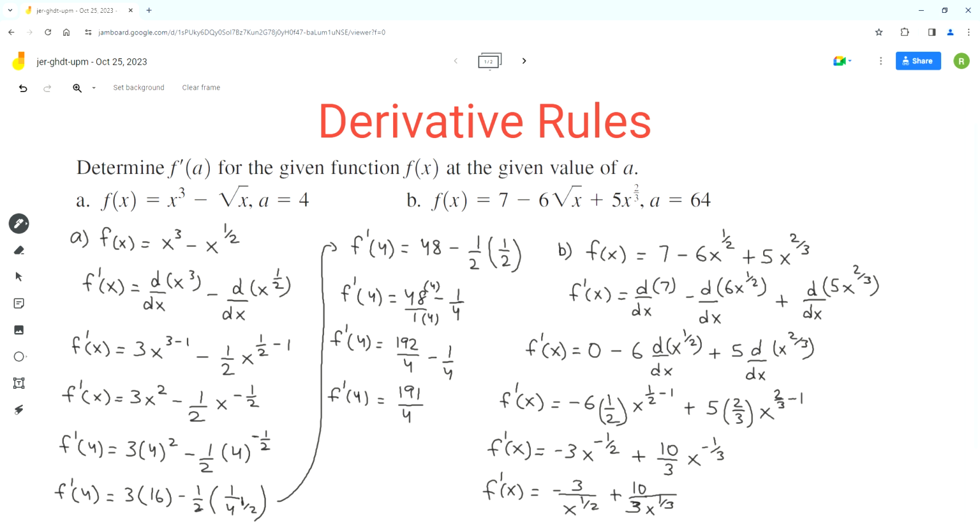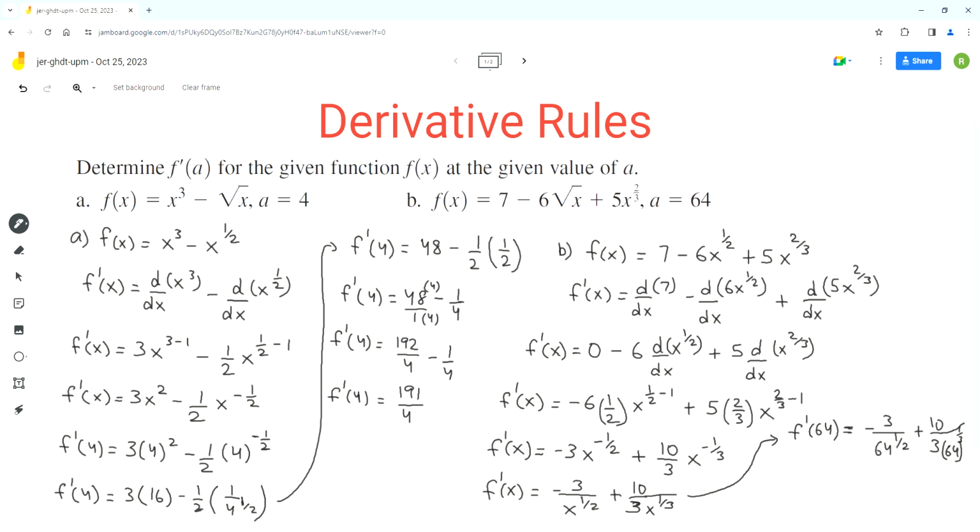Now we have to find the derivative at x equals, or a equals, 64. So we'll sub in x as 64 in this expression. So we get prime of f at 64 equals negative 3 over 64 exponent half plus 10 over 3, and then 64 exponent 1 over 3.